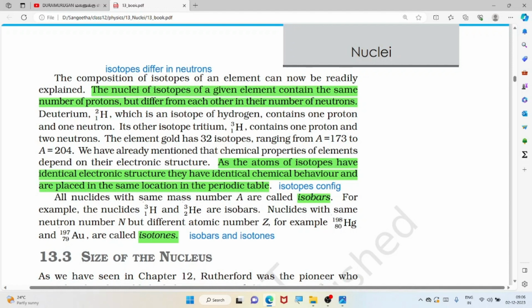Isotopes contain the same number of protons but differ in their number of neutrons. So this deuterium has 1 proton and 1 neutron. Here, 1 proton, 1 neutron. The other isotope contains 1 proton, 2 neutrons. They differ in the neutrons. Here 1 neutron, here 2 neutrons.